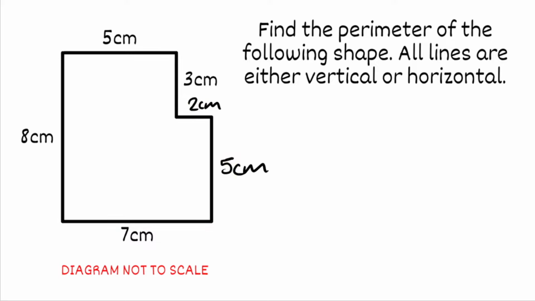So now we've got all the relevant sides we need. All we need to do now is go through and add them together. So I'm going to start with this 8. Add on 5 gives me 13. Add 3 gives me 16. Add 2 gives me 18. Add 5 gives me 23. And then finally add 7 gives me 30. So the perimeter of this shape would actually be 30 centimetres.